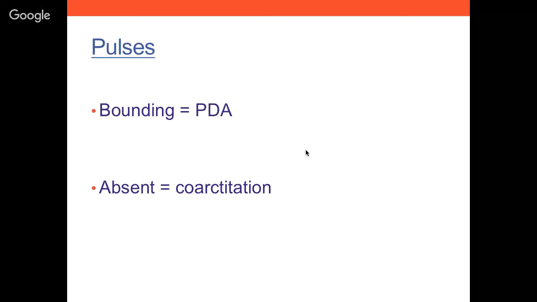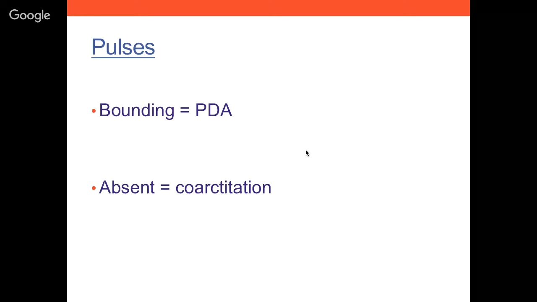Anyone have any other questions up to this point? Is this making sense? Do you get a murmur with coarctation? Not that I know of. I just know you get the absent femoral pulses. Does anyone else know the answer to that? I don't think so. No. I don't think so, because it's after the heart.